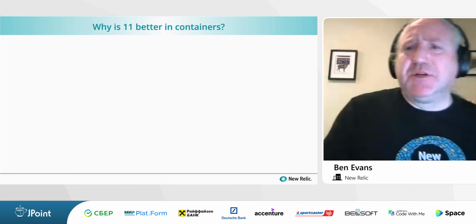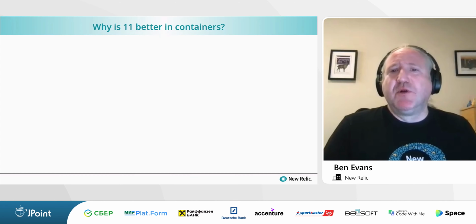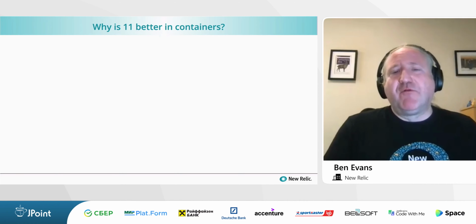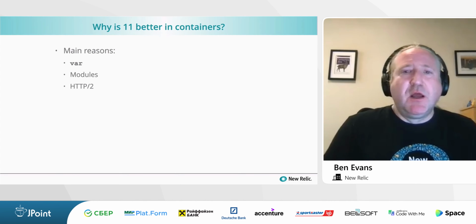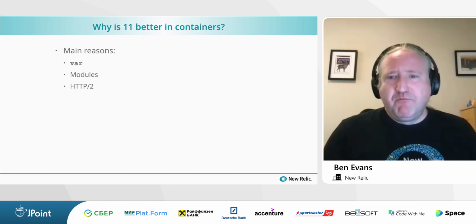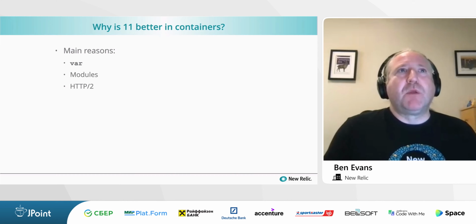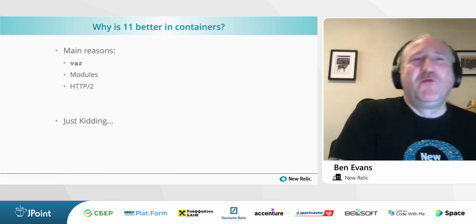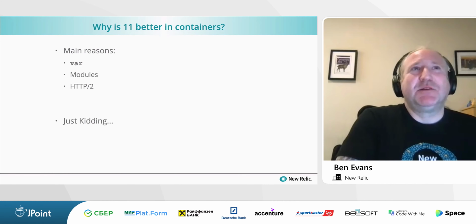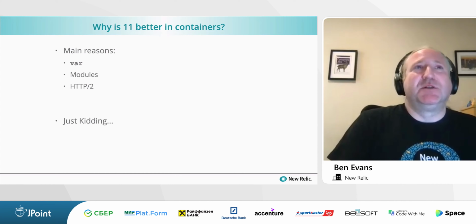So why is Java 11 better in containers? Well, I think that for a containerized application, there's really 3 main things in Java 11 that you really want to get the absolute best out of your containerized applications. I'm talking about var, modules, so JPMS, and HTTP2 support. Yeah, I'm joking, of course. Containerized applications may care about some of those things. They certainly don't care about var. But in general, those are not the things that people are actually going to want in their containers.